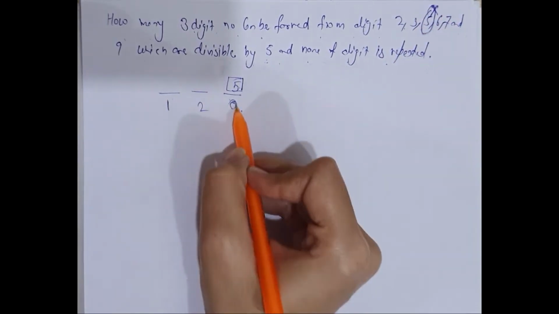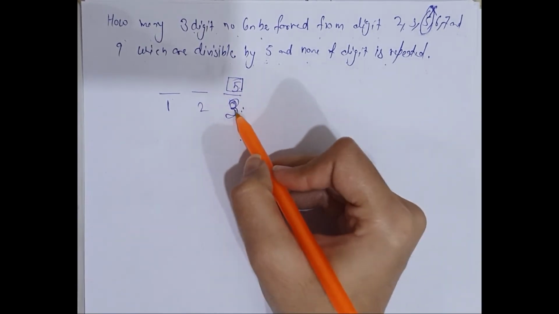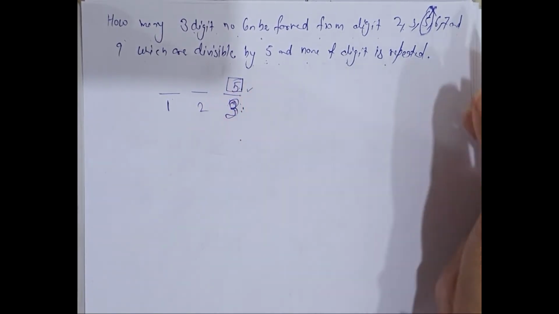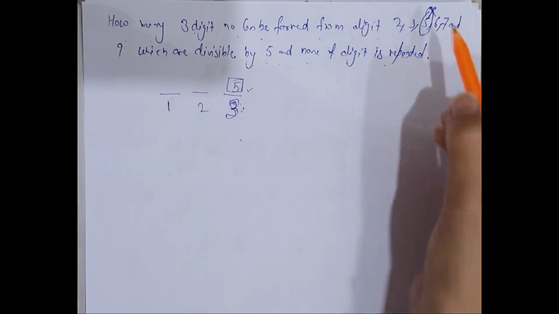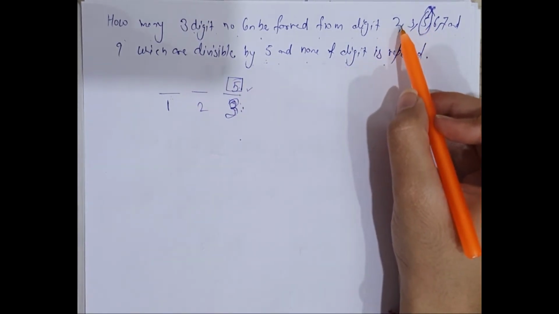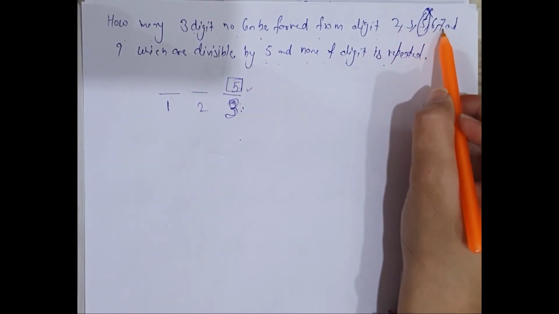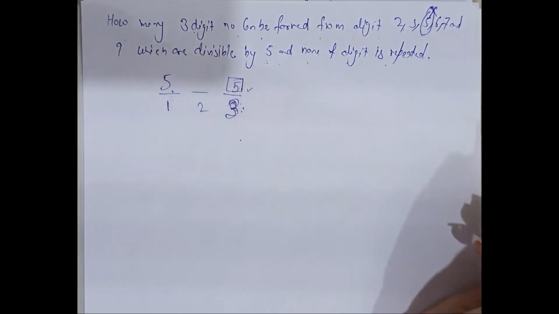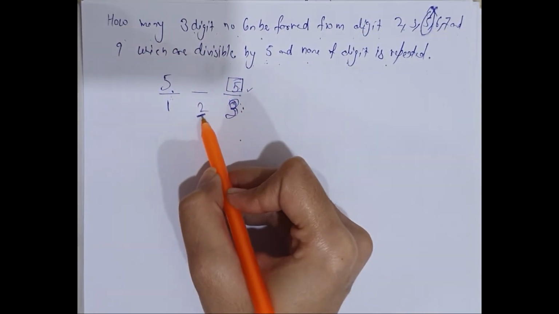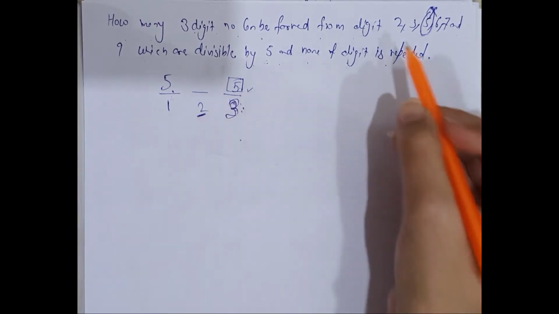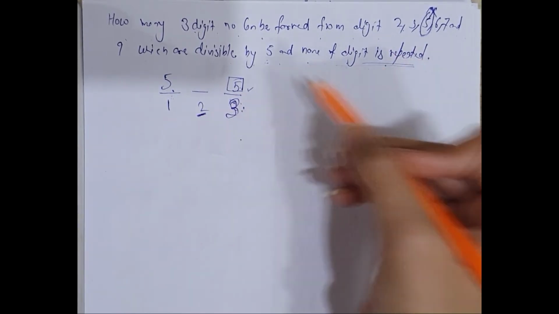This is 1, 2, 3. A 3-digit number is required. We fixed 5 at the third place. So at the first place, see how many digits are possible. 1, 2, 3, 4, 5. 5 digits can be possible. And on the second place, how many digits can be possible? Because digits are non-repeatable, 4.